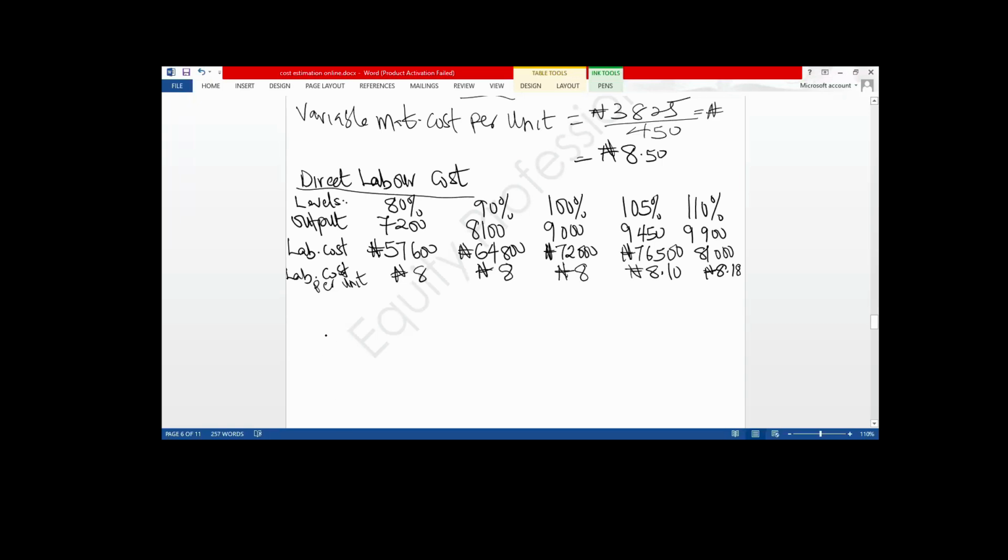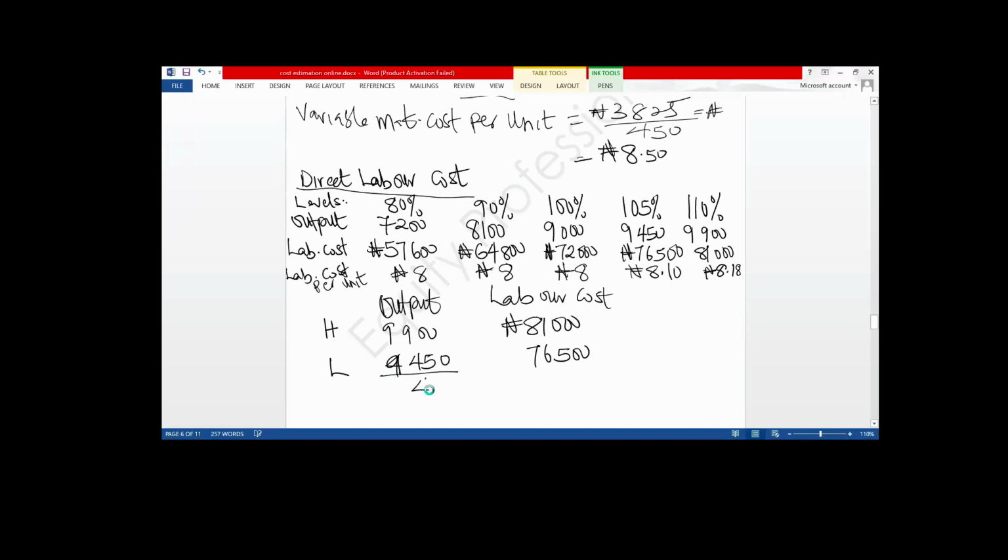My high, low. The highest level now above 100%. This is my output level, 9,900. At this level, labor cost total is 81,000. Then at my low level, 105%, this is 9,450 units. Labor cost is 76,500 naira.